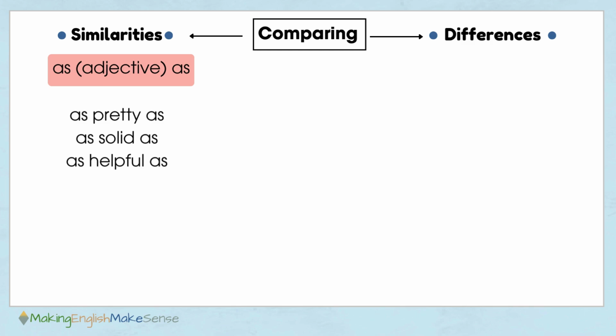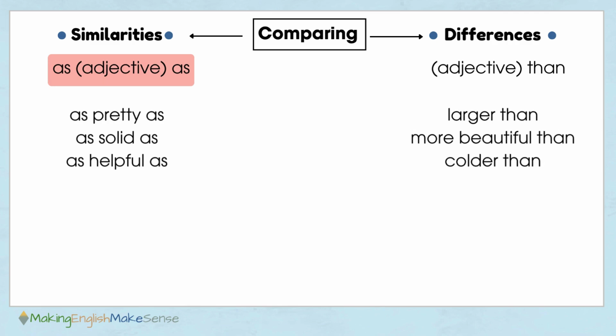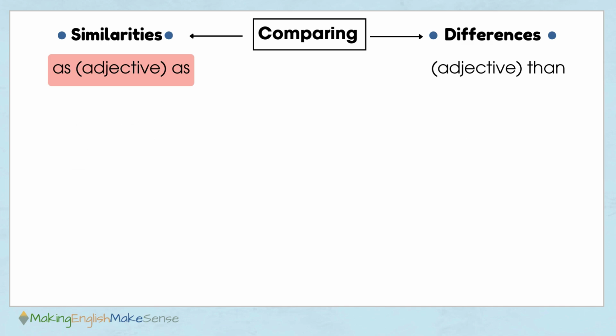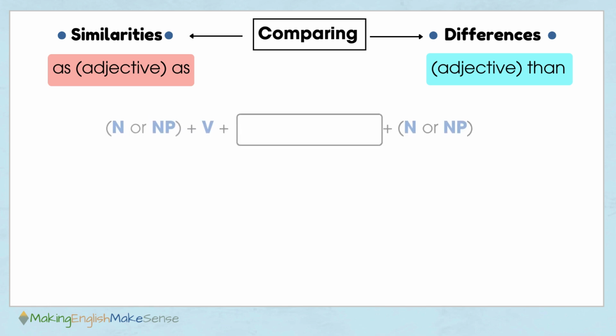Differences can be expressed using a comparative construction that includes a comparative adjective followed by the word than. For example, larger than, more beautiful than, colder than. Again, it's helpful to learn this construction as a single unit as well, this time to talk about a difference.